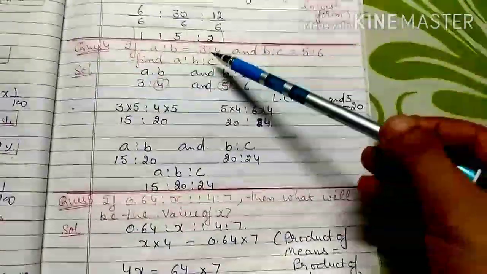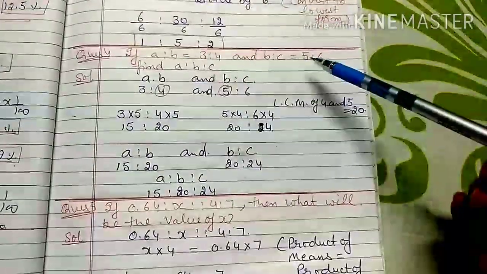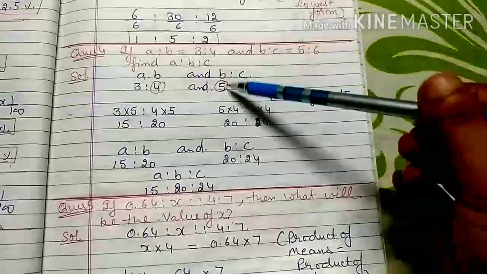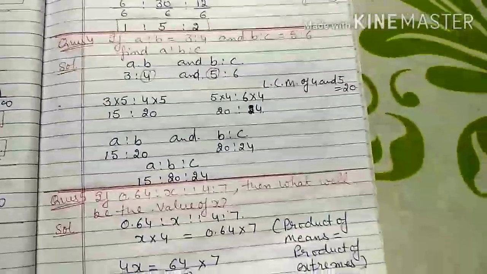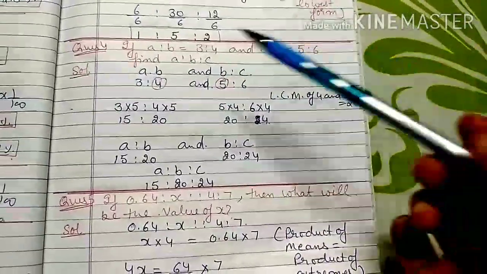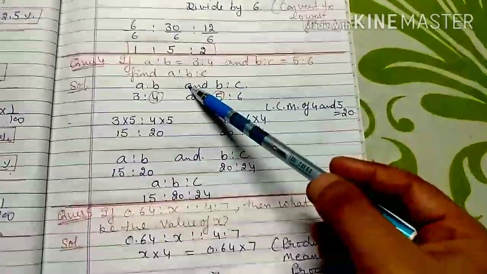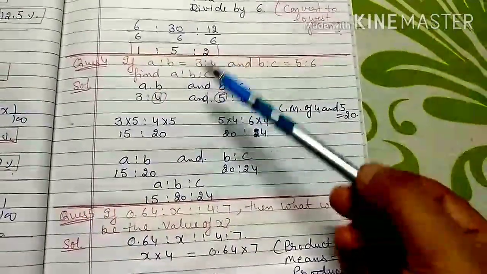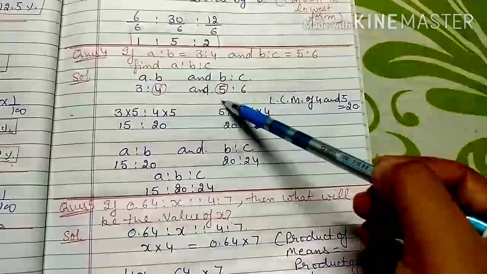Next, your fourth question is, if you have given A ratio B is equal to 3 ratio 4, B ratio C is given 5 ratio 6, A ratio B is 3 ratio 4 and B ratio C is 5 ratio 6, and we need to find A ratio B ratio C. That means we have to merge up the value of B. Before merging the value, we make the value of B the same in both the ratios. Here is 4, here is 5.